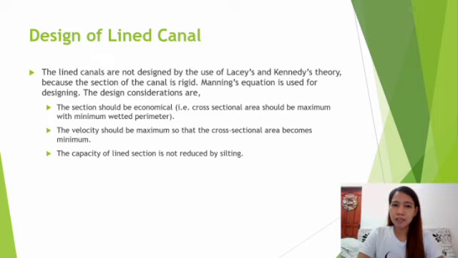The design considerations are that the section should be economical. The cross-sectional area should be maximum with a minimum wetted perimeter. And then the velocity should be maximum so that the cross-sectional area becomes minimum. And the capacity of the lined section is not reduced by silting.